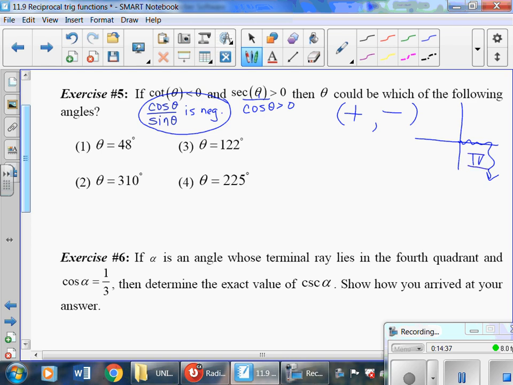So which one of these angles are in the 4th quadrant? All right, I know that only this one is, right? This is in the 1st quadrant. This one is the 2nd quadrant. This is the 3rd quadrant between 180 and 270, and there's my answer.